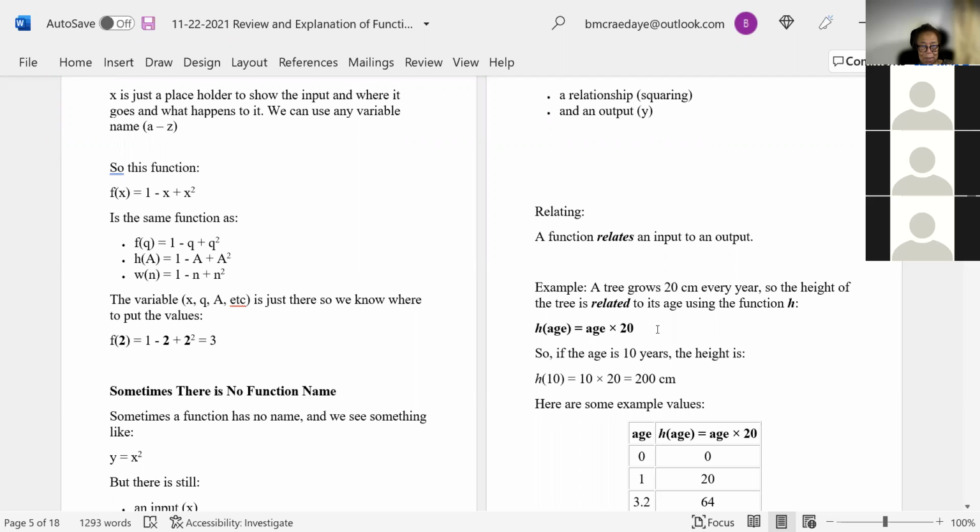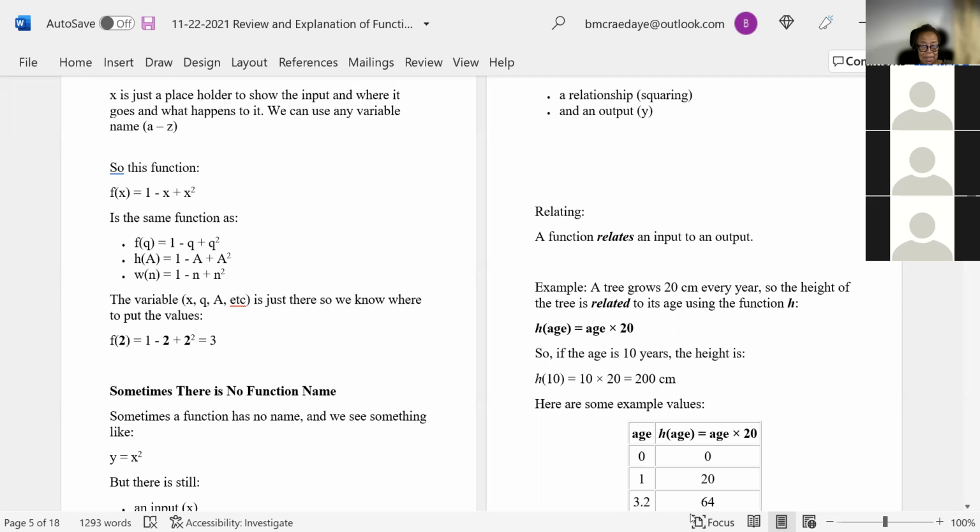Okay, is that clear about this function? What is the function, Latoya? What is the function? H of age. H of age, right? Yeah. What is the input? The input is the age. And the output is h of age.